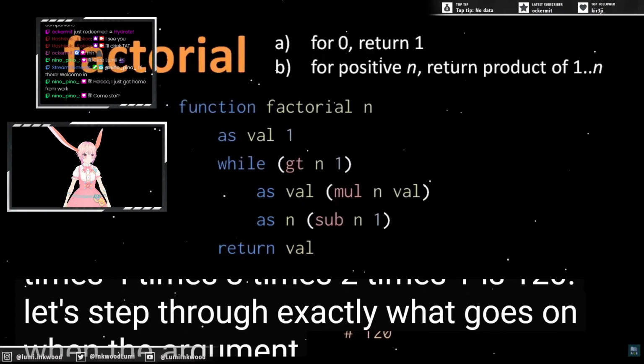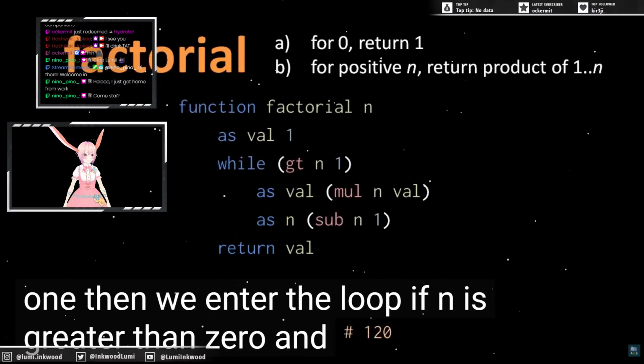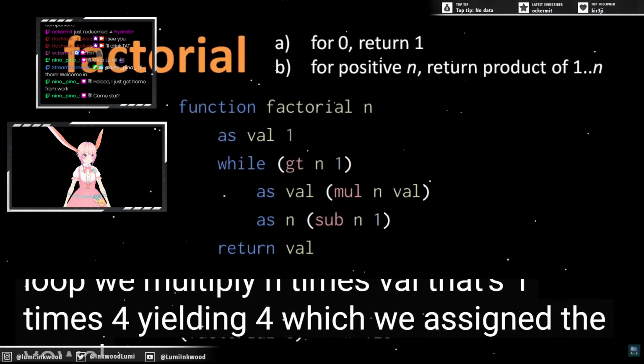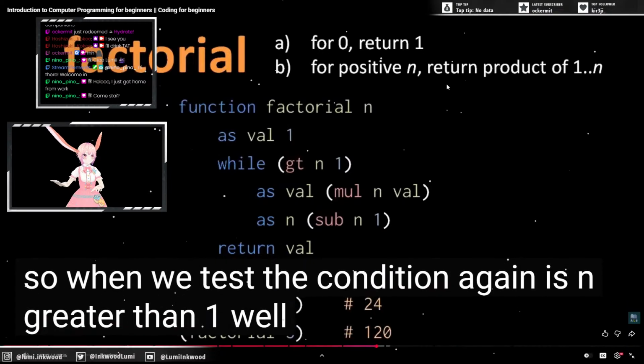Let's step through exactly what goes on when the argument is 4. The parameter n starts with the value 4, and then we assign to the variable val the number 1. Then we enter the loop if n is greater than 0 and n is currently 4, so the condition tests true. In the loop, we multiply n times val, that's 1 times 4 yielding 4, which we assign to val. Then we decrement n by subtracting 1 from n, yielding 3, and assigning the result to n. So when we test the condition again, is n greater than 1? Well, yes, because 3 is greater than.